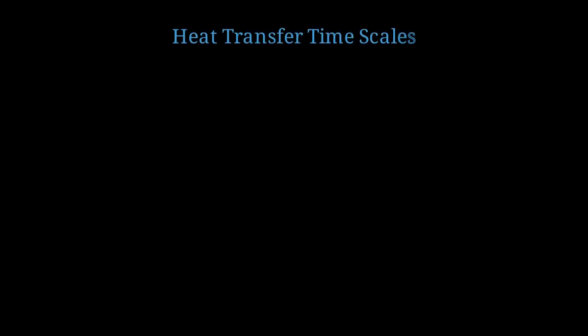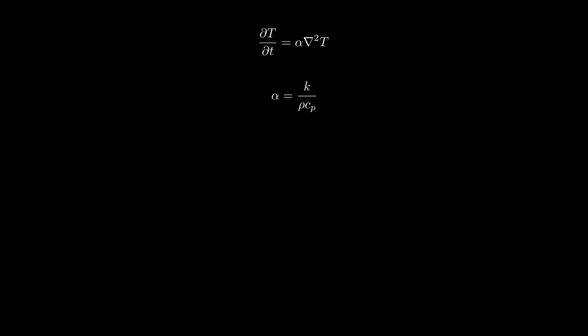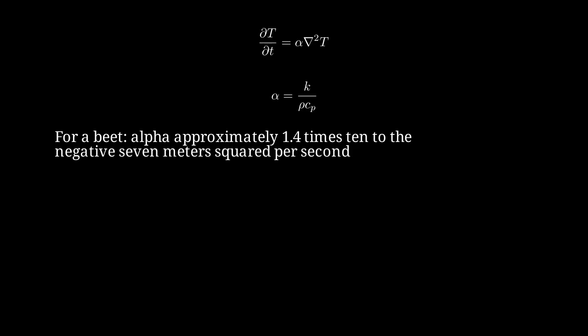Let's estimate how long it takes heat to penetrate into a piece of vegetable. This involves solving the heat equation. The heat equation: alpha is thermal diffusivity. This is a partial differential equation that describes how temperature evolves in space and time. Thermal diffusivity equals thermal conductivity divided by density times specific heat. For a beet, thermal diffusivity is about 1.4 times 10 to the negative 7 meters squared per second. The characteristic timescale is t approximately L squared over alpha, where L is the characteristic length.